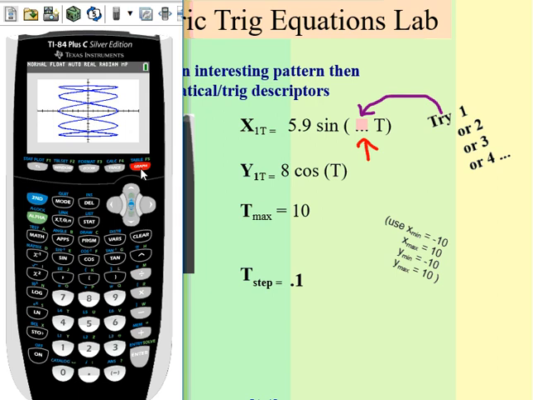Does anybody find anything that was particularly cool? Don't be shy. Raise your hand. Tell me something. I'll put it in and see what it looks like for the class. What'd you get? Yep. Ooh, pi. I like it.